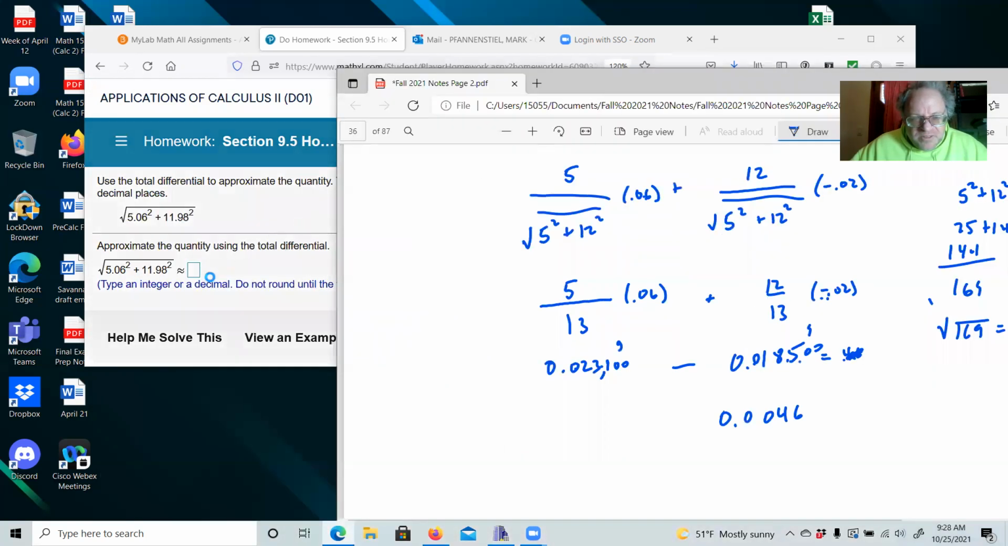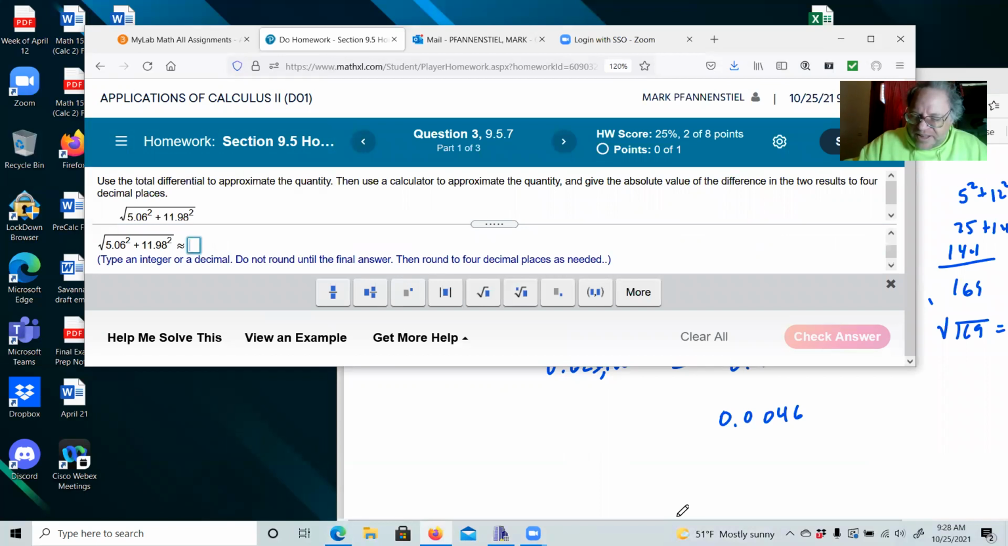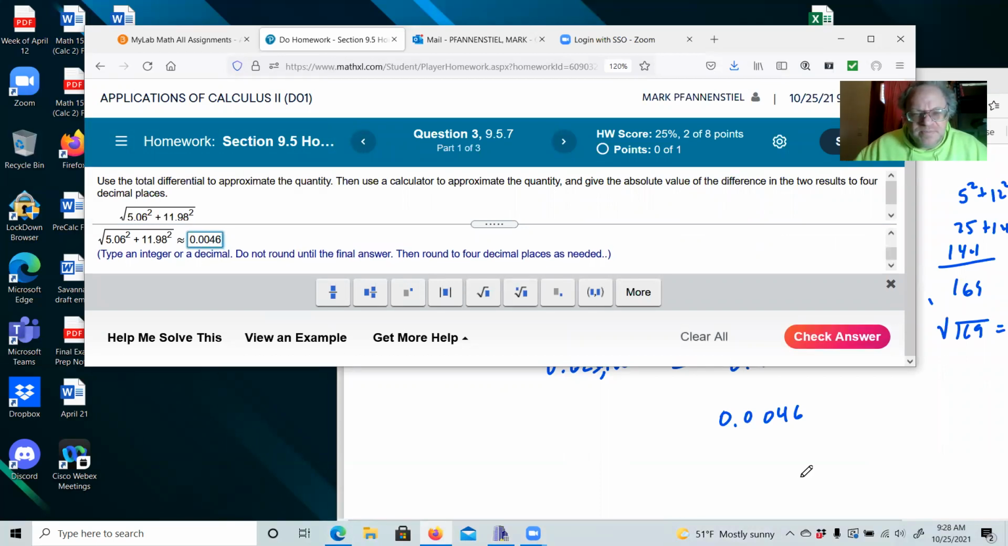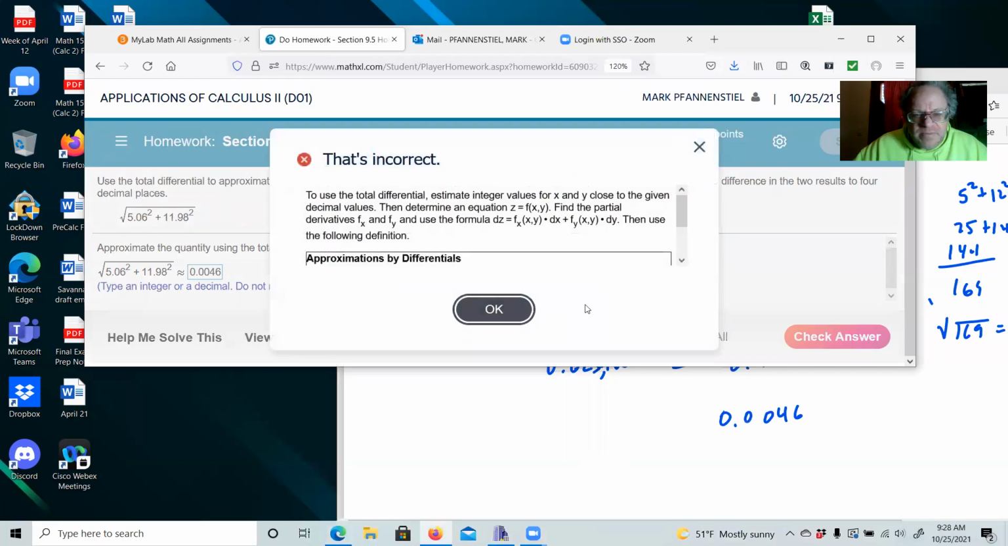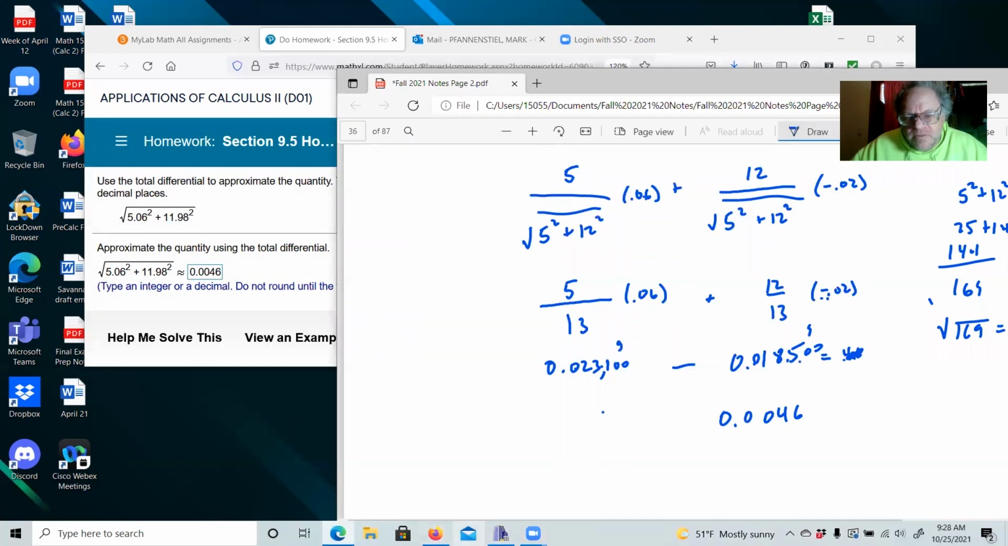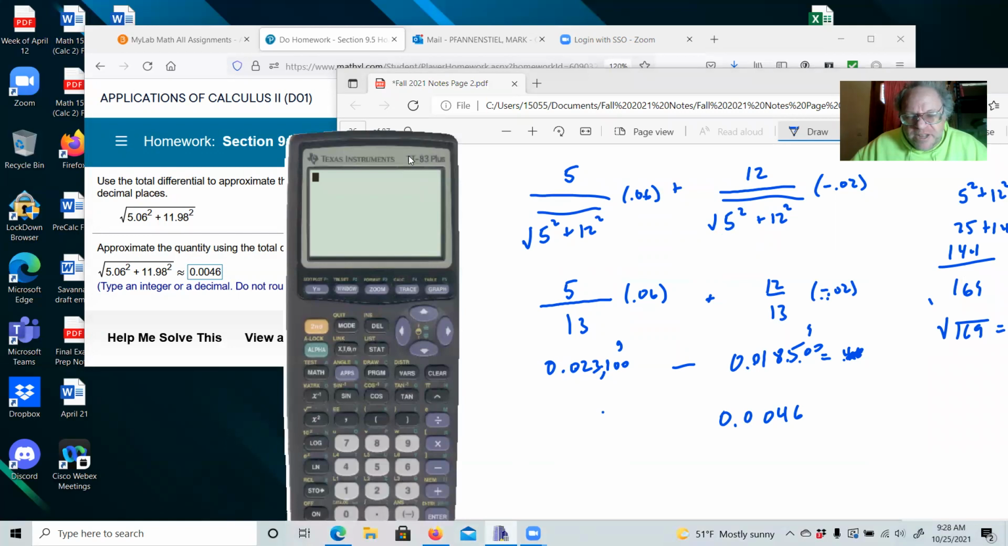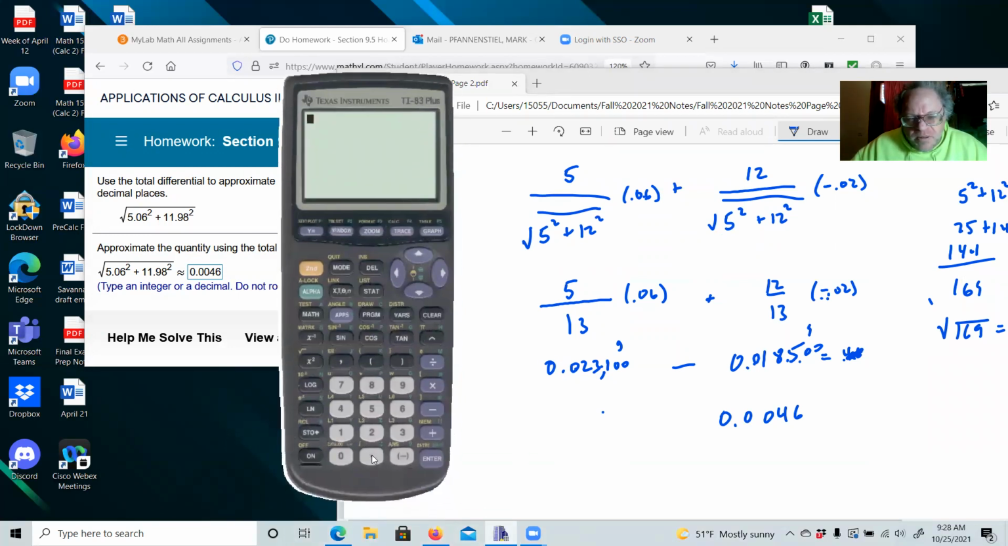Now watch me put this in here and get the wrong answer. 0.0046. 4 decimal places, we'll check. You did not like that at all. Let's double check to make sure I didn't make an arithmetic mistake. So 0.0231 minus 0.0185 is 0.0046. All right, that was not the mistake.